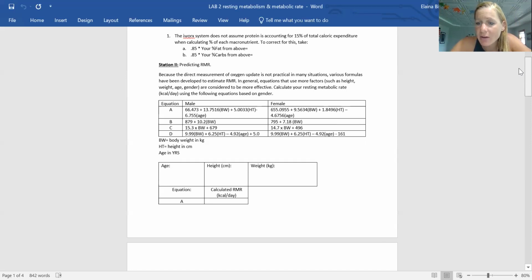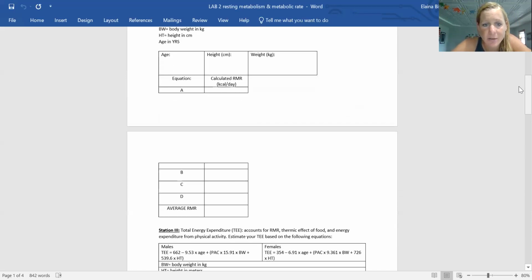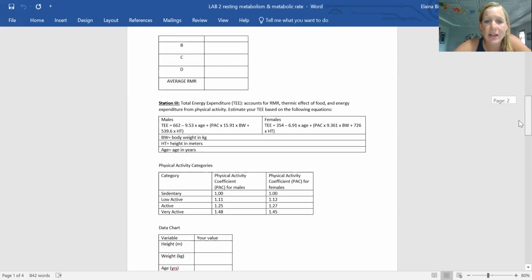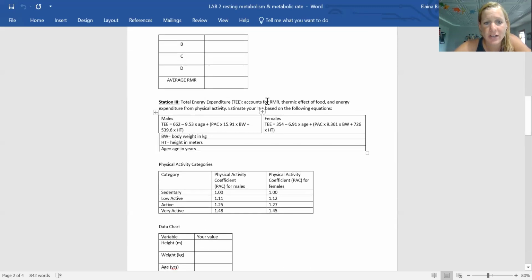You'll put in those calculations then down here, okay? The next thing we're going to do is calculate your total energy expenditure. So again, this is just an estimate. It asks you for how you categorize yourself in regards to physical activity level, but there's not really a set standard of what is considered sedentary, what is considered active, and things like that. So do your best to estimate those things, okay?